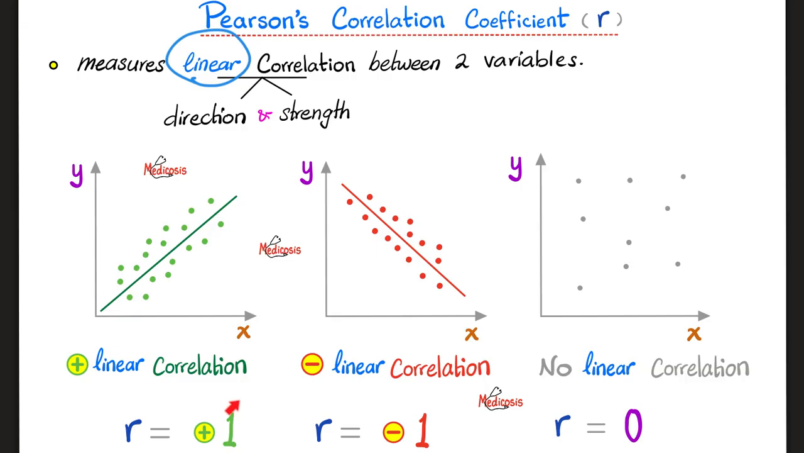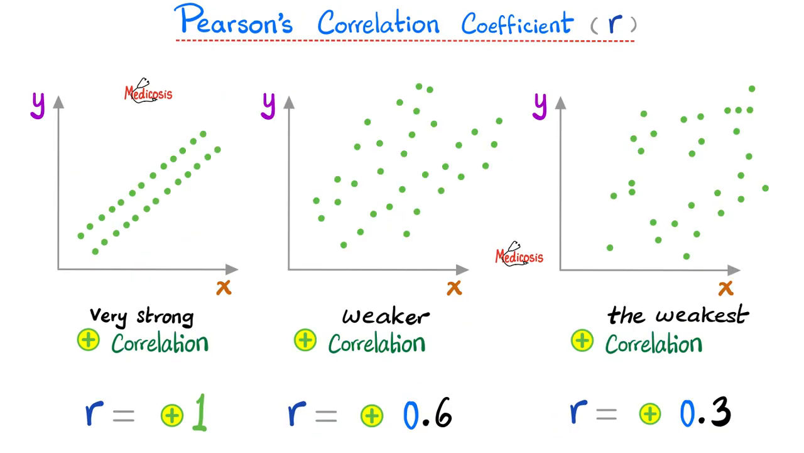It's like a scalar versus vector in physics. There is the magnitude and there is the direction. Magnitude, direction. Please refer to my physics playlist. How can we tell whether the positive correlation is strong or weak? From the value of the r, from the magnitude of the r.